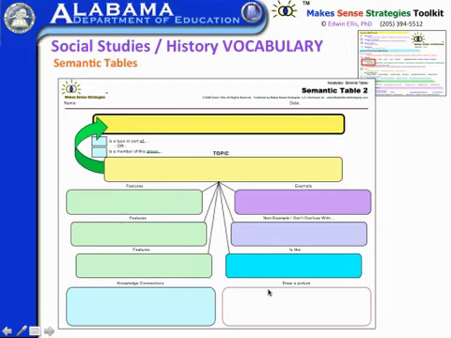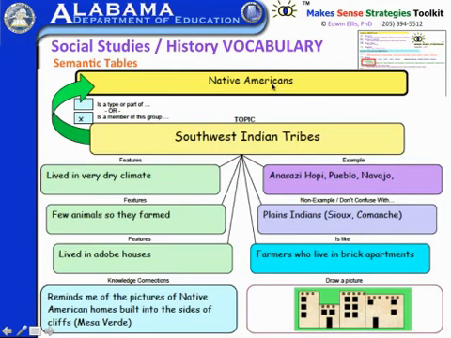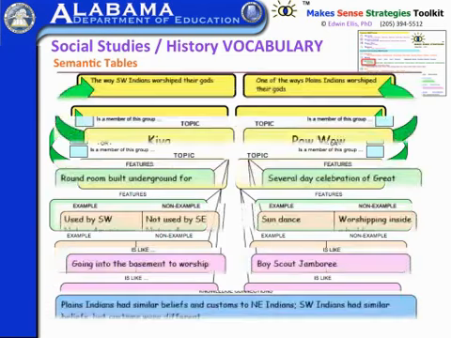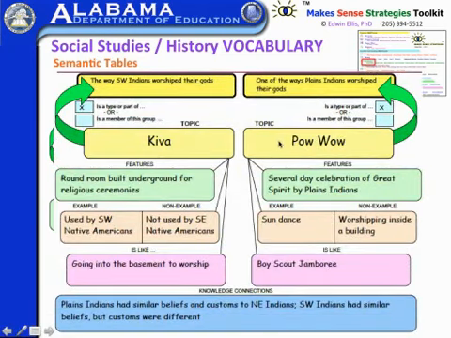This one is the Southwest Indian tribes, also a member of this group, Native Americans. Features: they live in a very dry climate with few animals, so they farm, and they live in adobe houses. An example would be the Anasazi, the Hopi, the Pueblo, etc. Non-example would be the Plains Indians, like the Sioux and the Comanche. Is like: farmers who lived in brick apartments. Draw a picture: the adobe houses. Knowledge connection: it reminds me of the picture of Native American homes built on the sides of cliffs, Mesa Verde. This one's actually a comparison of two terms. Here we're comparing a kiva with a powwow.